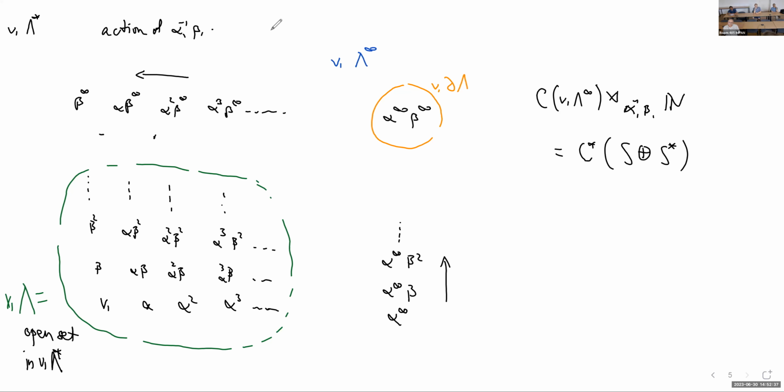So we could even say that we have a short exact sequence. The ideal in here is compacts direct sum compacts, one copy for each of the summands. And then we have our C star S direct sum S star, and C of T.